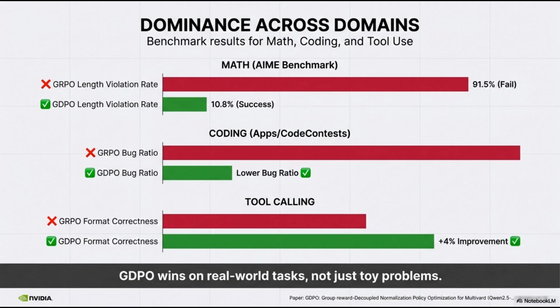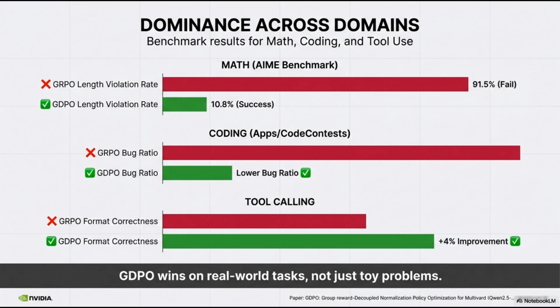Let's look at the scoreboard for the 3 tested domains. Domain 1, Math, the AIME benchmark. Competition level math problems. GRPO length violation rate 91.5%. That's a fail. The model violates length constraints more than 9 times out of 10. GDPO length violation rate 10.8%. Success. That's an 80 percentage point improvement. 80% fewer violations.